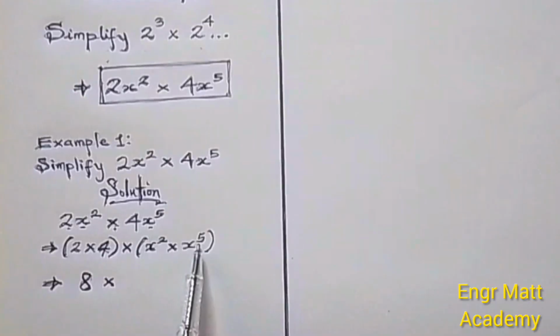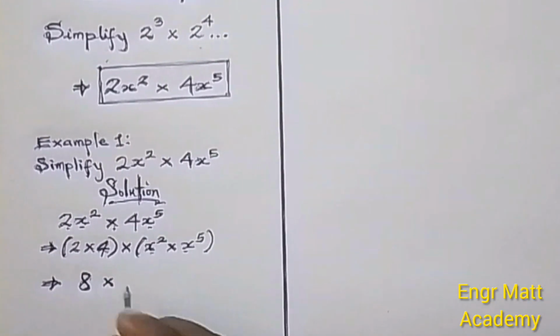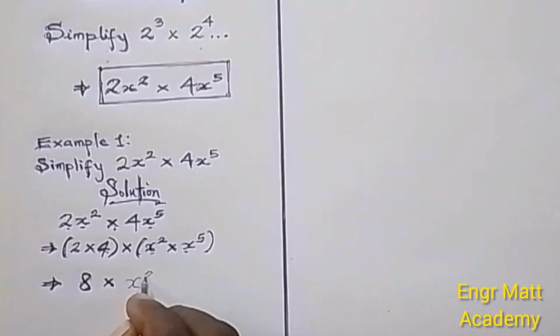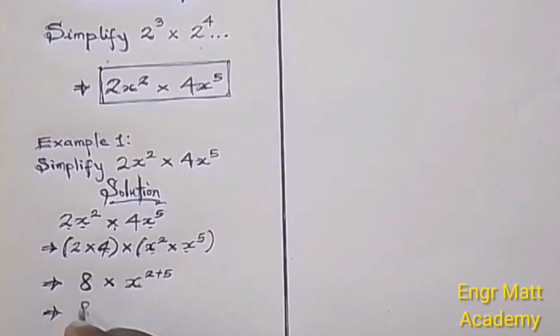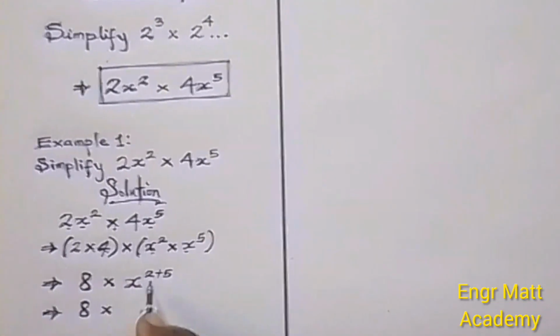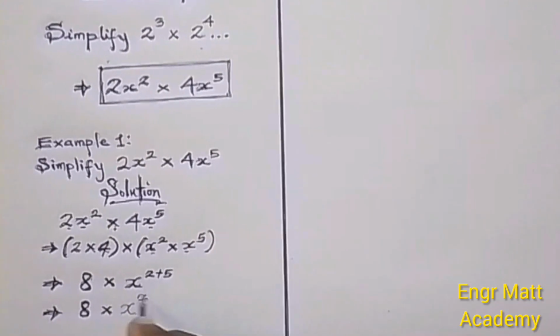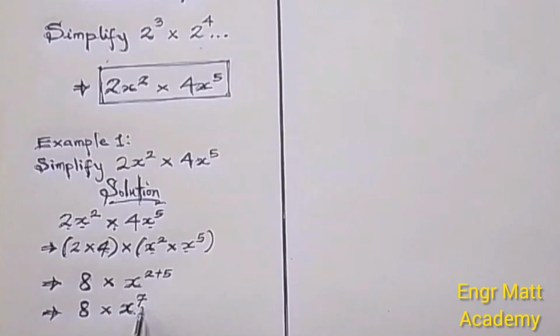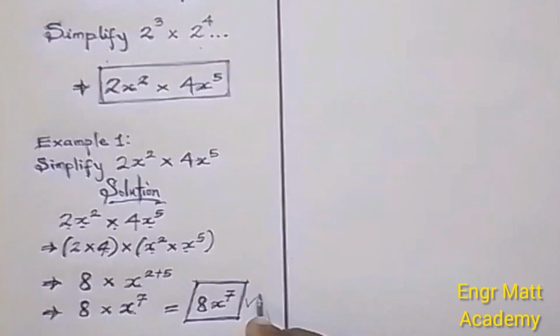We will apply the product rule. Since the base is the same, we add their powers like this: x to the power of 2 plus 5. So 8 still remains here, times 2 plus 5 is 7, so times x raised to power 7. Our final answer will be 8x raised to power 7.